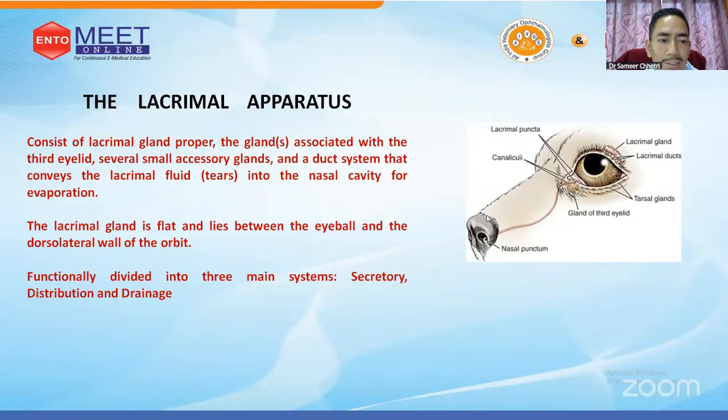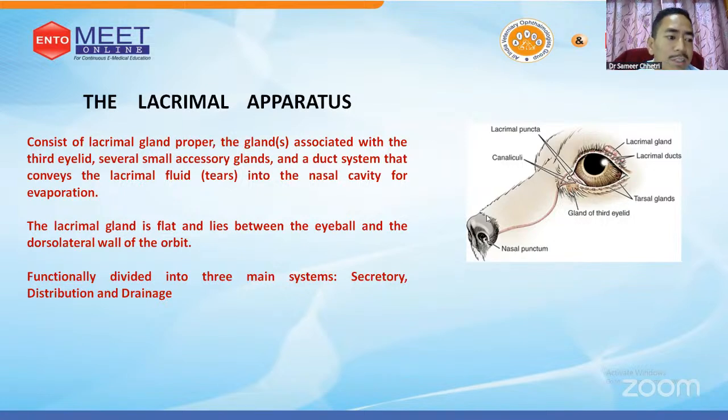The lacrimal gland is flat and lies between the eyeball and the dorsal ventral wall of the orbit. It's functionally divided into three main systems: secretory, distribution, and drainage. When we talk about secretory, it produces the tear film from the different glands. There are numerous glands within the lacrimal apparatus, like orbital, nictitans, meibomian or tarsal, and Zeis or Moll glands. All these glands help in the formation of the tear film.